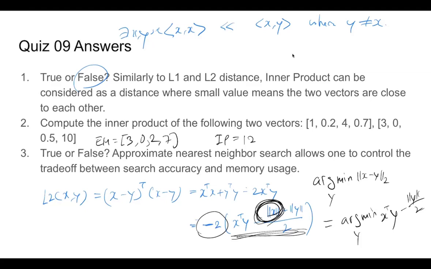So approximate nearest neighbor search usually doesn't have better memory usage, or lower memory usage. But sometimes it does, when you're doing scalar quantization, for instance, but not always. So it's not really about saving memory. It's about making it faster. Okay, so it looks like number three was pretty difficult for many of you, right? More people got it wrong than correct.